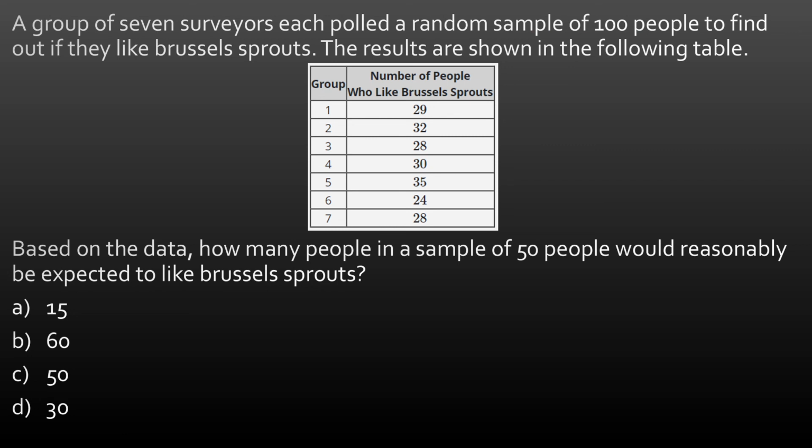All right, our next question. We have this same table, and here we want to know, based on the data, how many people in a sample of 50 would reasonably be expected to like Brussels sprouts? Well, if we think about our last question, out of 100 people, 30% of them liked Brussels sprouts. So if we're cutting our sample in half, from 100 to 50, we're dividing it by 2. We're going to do the same thing to our percentage. So if I divide 30 by 2, I'm going to get 15%. So around 15% is likely to say that they like Brussels sprouts.